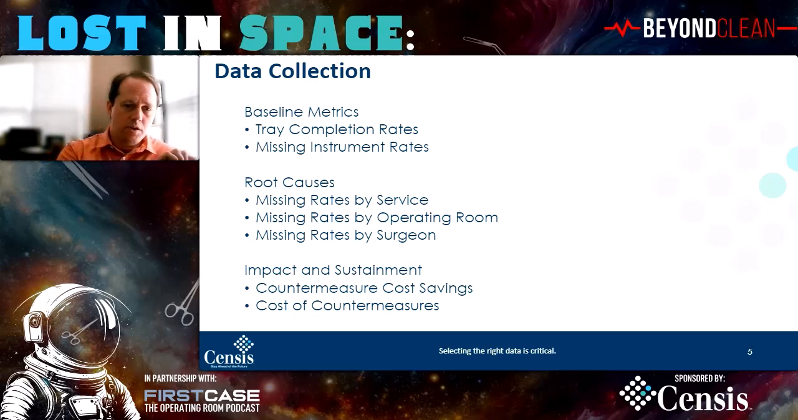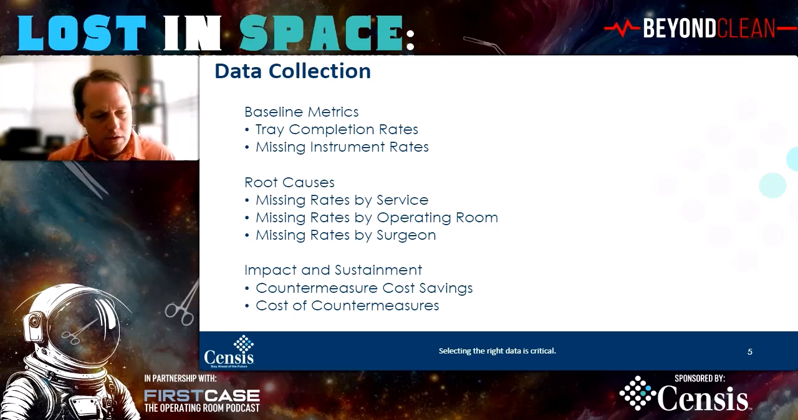And we want to look at a trend of these two metrics over time to understand if things are getting better or if they're getting worse. So that's your baseline. At the end of the day, if we can improve either of those metrics, it's going to end up benefiting the hospital, the surgeons, and the patients, right? So if, let's say, today 80% of the trays go up 100% complete, if we can move that to 90 or 95%, that's going to make a really big difference.